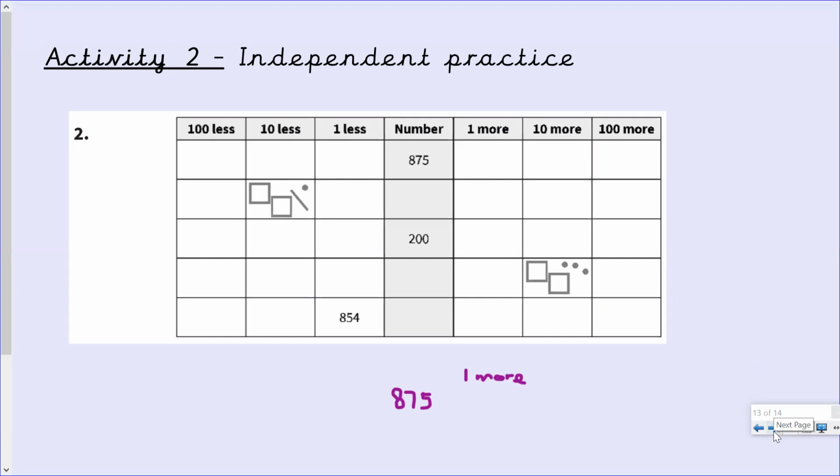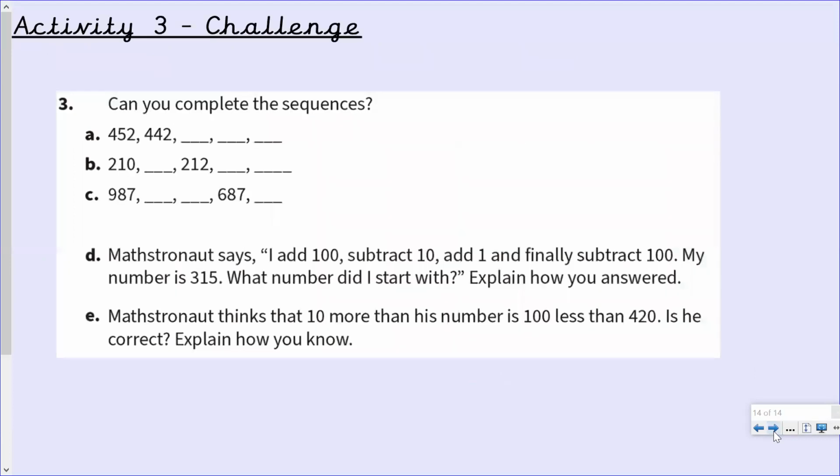Okay, hopefully you finished this second activity now, and you can move on to your challenge and have a go at completing your challenge questions.